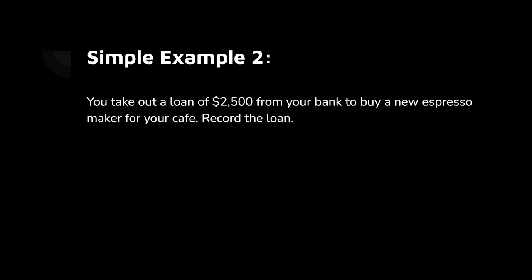So here we've taken out a loan, so that means our loan account has increased. So we would be crediting loan payable for $2,500 and we would be debiting equipment for the same amount, $2,500. So here's the journal entry. Debit equipment $2,500, credit loan payable $2,500, and the journal entry balances. So let's move on to the next one.